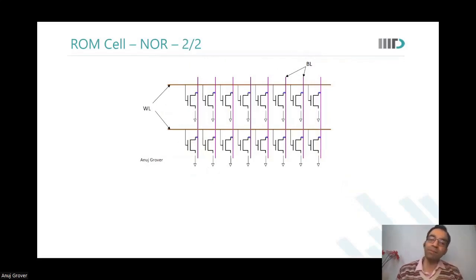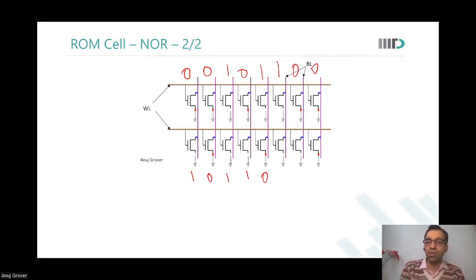What we say is all the NMOSs are now connected to the bit line. What do I program? I program the connection to the ground. So I am connecting some things to the ground, others there is no current path. So it is 0, 0, 1, 0, 1, 1, 0, 0 on the top row, and 1, 0, 1, 1, 0, 1, 1, 0 on the bottom row. But over here, the benefit is that the capacitance of all the bit lines is the same. Are you able to see this? Any questions?